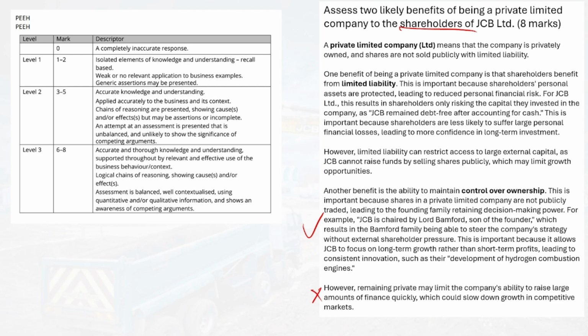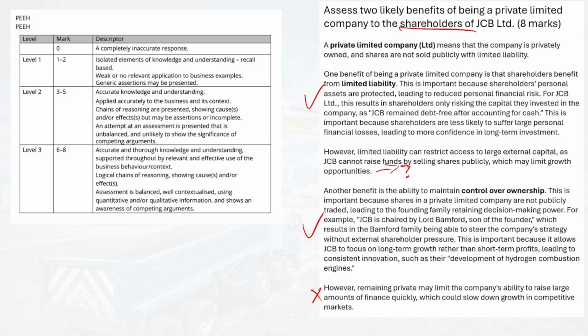Some of you will overwrite these for prep, but that's normal at the beginning of the lower sixth and you will be fine. This one here is indirectly probably linked to shareholders, but again, not directly. So I'm going to put a sort of question mark. My pen's a bit dodgy. And this one up here is, I think, okay, because it's leading to confidence in long-term investment, which is definitely linked to shareholders.